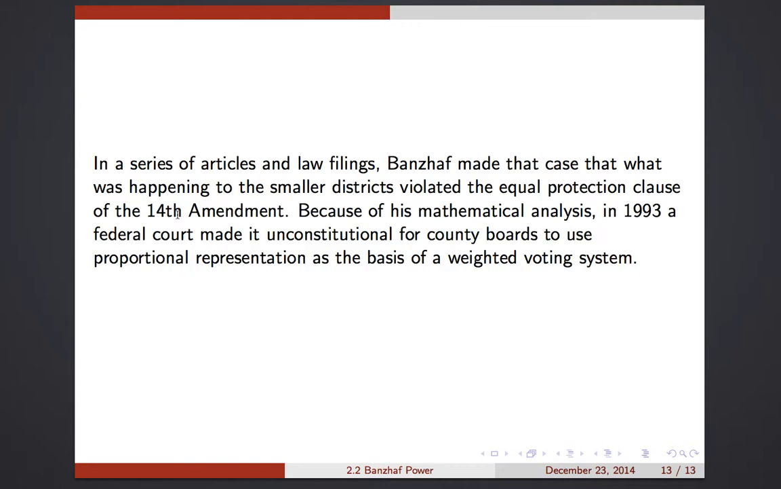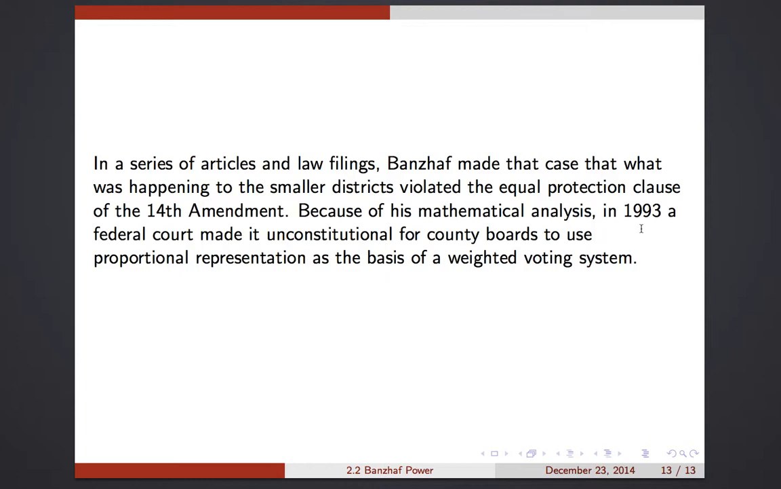He told the judge, this is my notion of power, and here's why I think this notion of power is correct. And given my definition of power, these 3 districts have 0 of it. And that's not fair. It violates the Equal Protection Clause. So because of this analysis, in 1993, which wasn't that long ago, just 21 years ago, a federal court actually made it unconstitutional for county boards to use proportional representation as the basis of a weighted voting system.